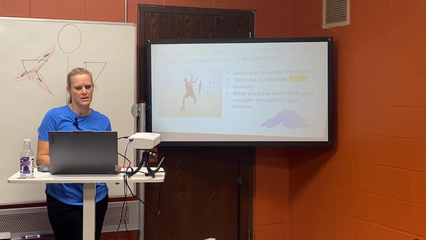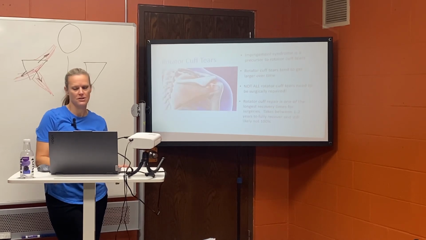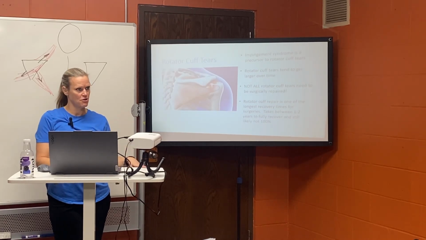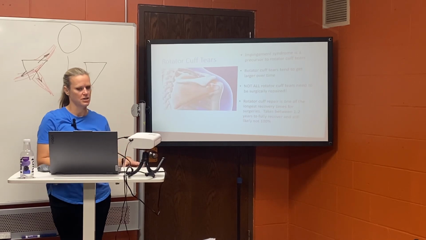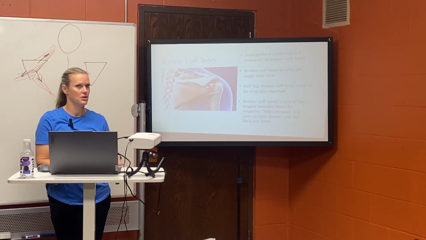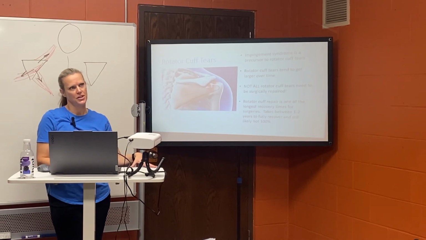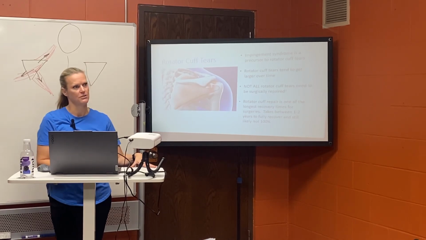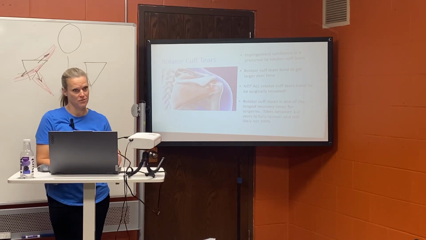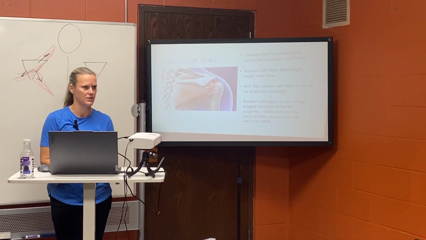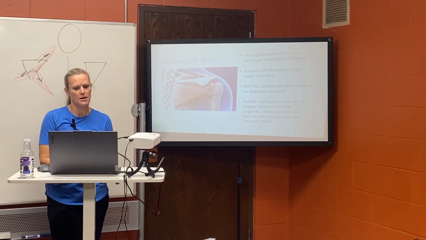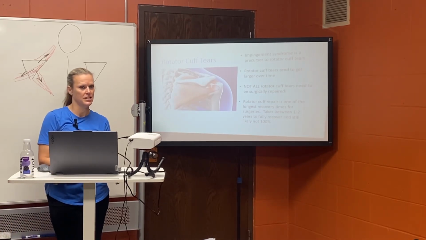Okay, so rotator cuff tear. So first of all, impingement syndrome that we were talking about, that kind of generic term, is a precursor to rotator cuff tears. Not that they can't happen in their 30s and 40s, but they're more prevalent in your 50s and 60s, and each decade you have more likelihood of having a rotator cuff tear. Rotator cuff tears do tend to get larger over time.